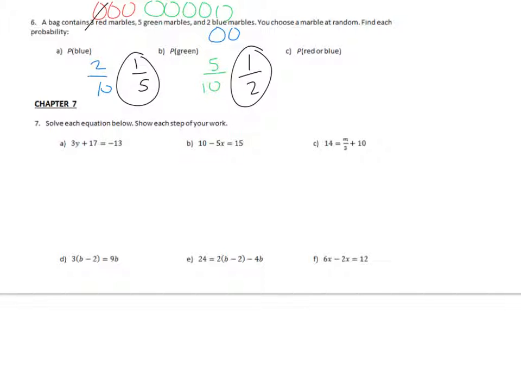Red or a blue. This one's red or blue, red or blue, and so on. There's 5 total, so it's 5/10, which reduces to 1/2.